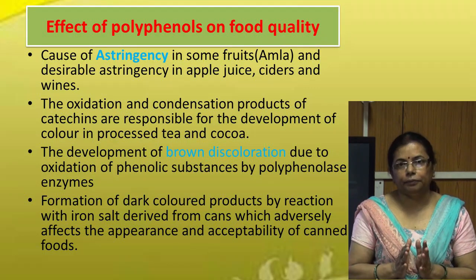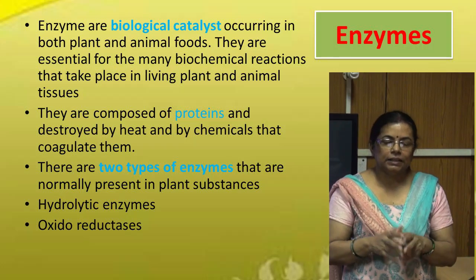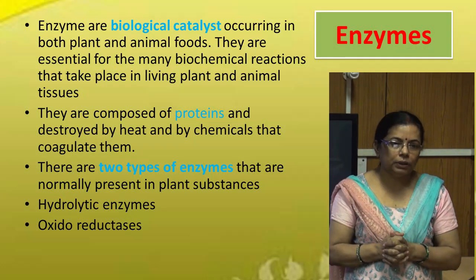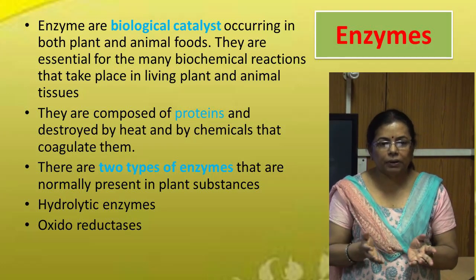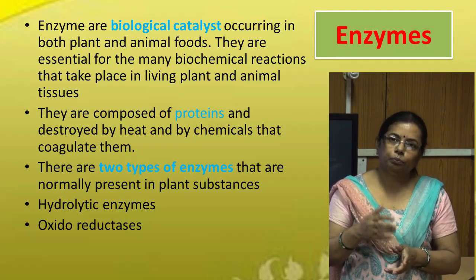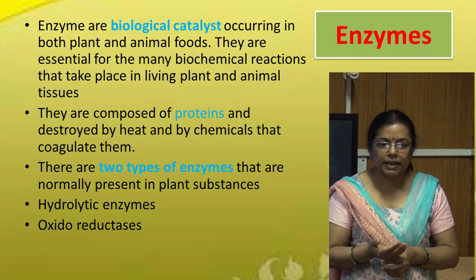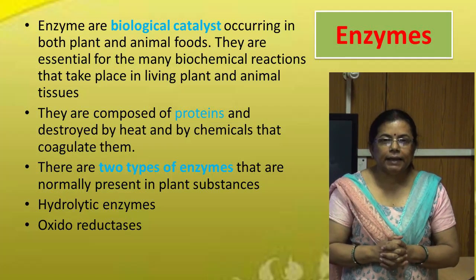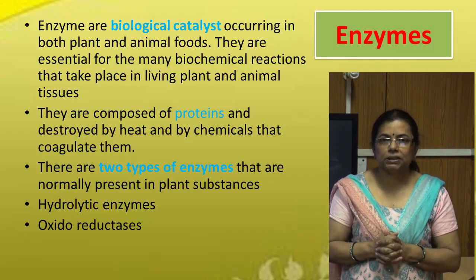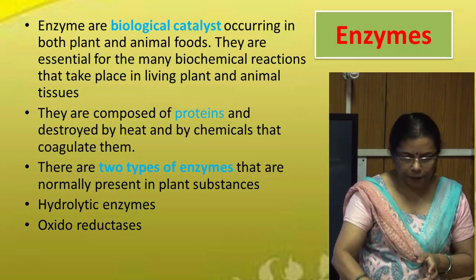Now enzymes. You must be knowing what enzymes are. Enzymes are biological catalysts occurring in both plant and animal food. They are essential for many biochemical reactions that take place in living plant and animal tissue. They are protein in nature, destroyed by heat and certain chemicals that coagulate them. There are two types of enzymes normally present in plant substances: hydrolytic enzymes and oxidoreductase enzymes.